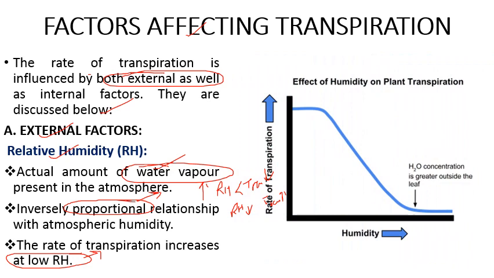This is the graph which shows the relationship of humidity and transpiration. On the y-axis there is rate of transpiration, and on the x-axis it shows humidity. It shows that with increase of humidity there is decrease in the rate of transpiration, while if there is decrease in relative humidity, there will be increase in the rate of transpiration. So these two factors are inversely related with each other.